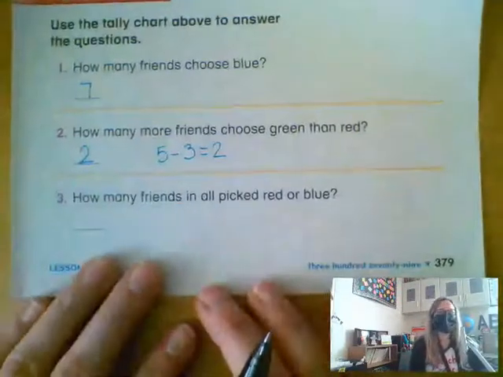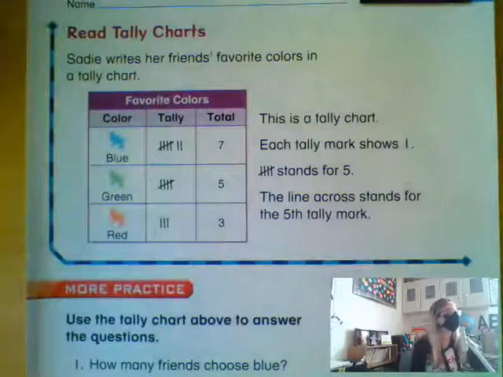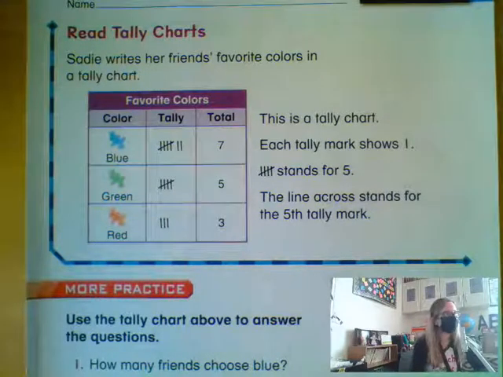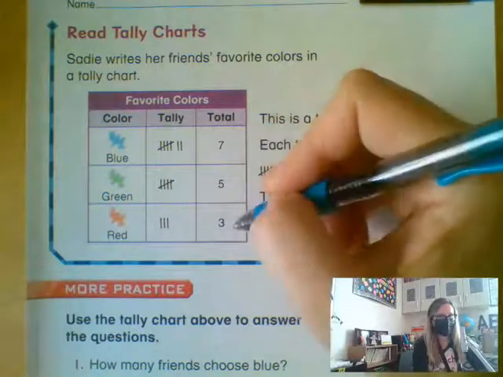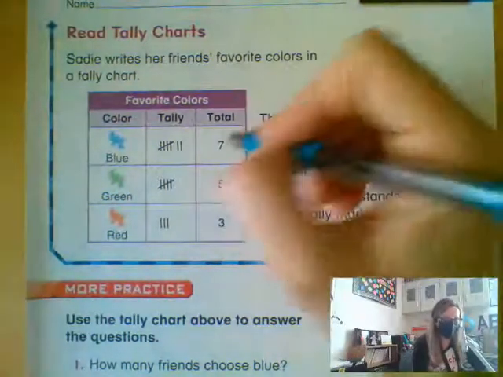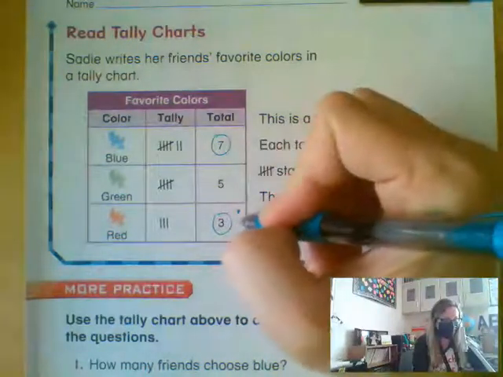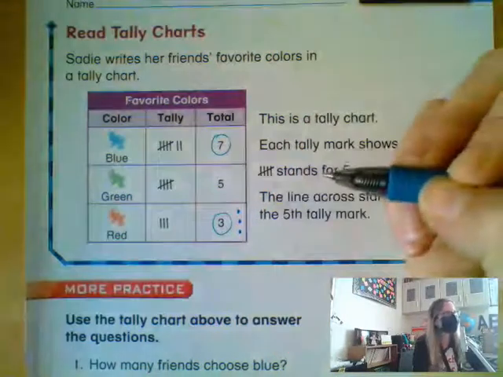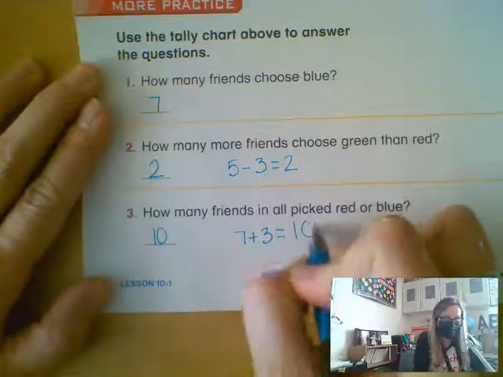And Lillian, how many friends in all picked red or blue? Close, we have 7 and 3 more. So we go 7, 8, 9, 10. So 10 friends in all. And the equation for that would be 7 plus 3 equals 10.